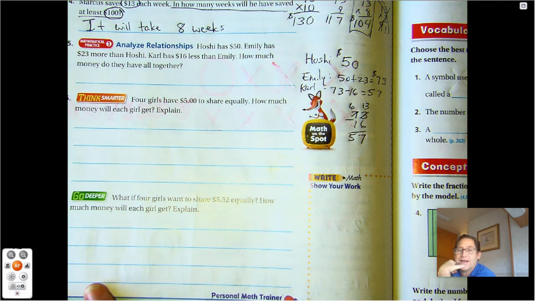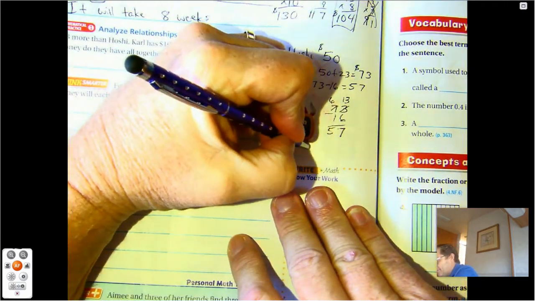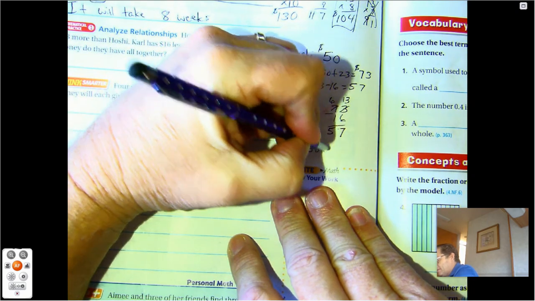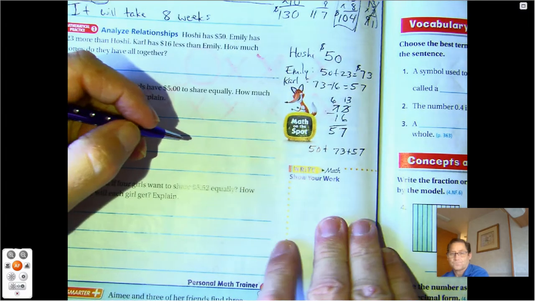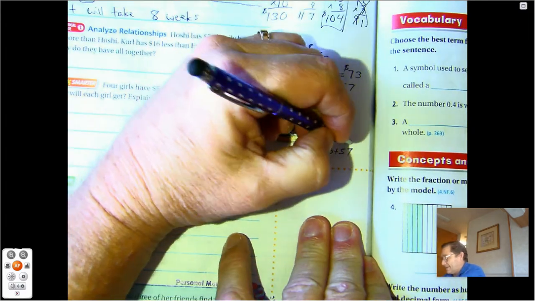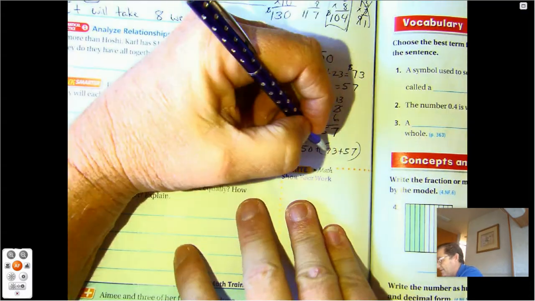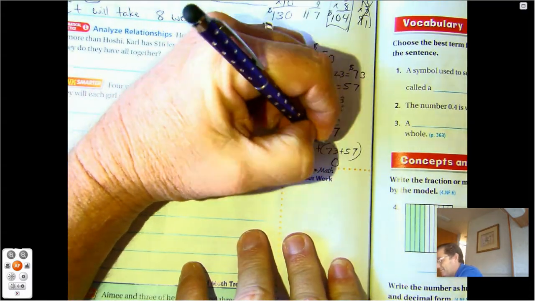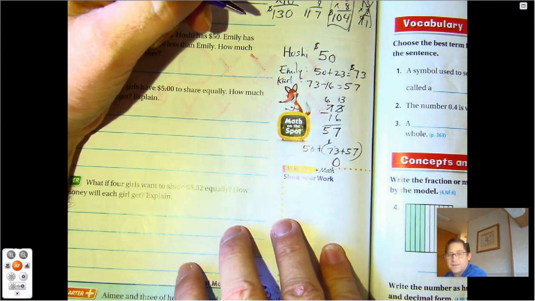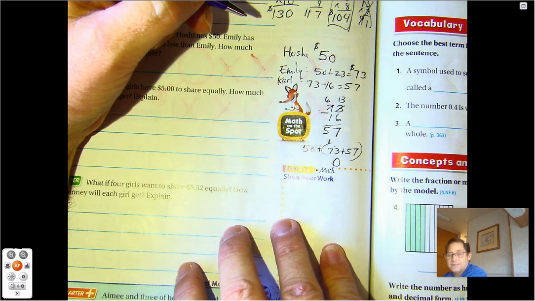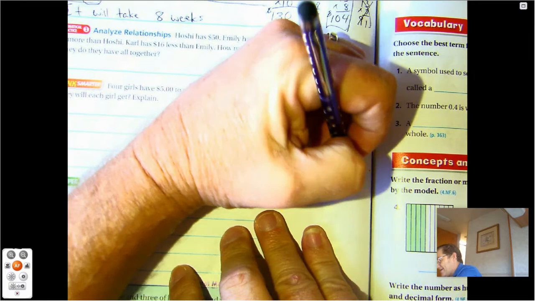How much money do they have altogether? So now we need to add 50 plus 73 plus 57. Well, in this one, I see that the 7 and the 3 ones would make a 10. So I want to add those together. 7 and 3 is 10. Regroup as 1 ten. 7 and 5 is 12, 13. 130 plus 50. So it's $180.